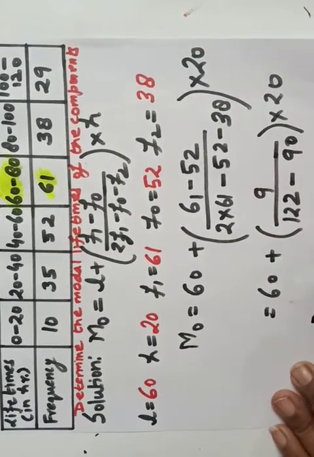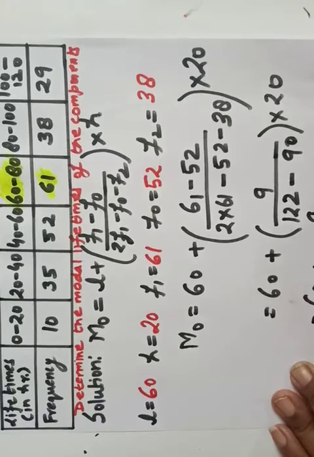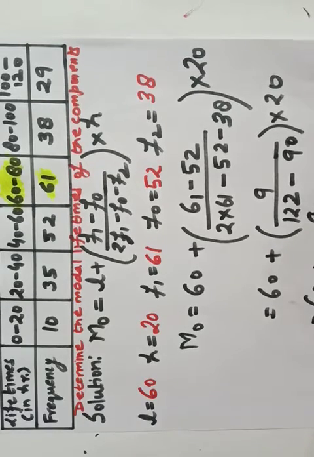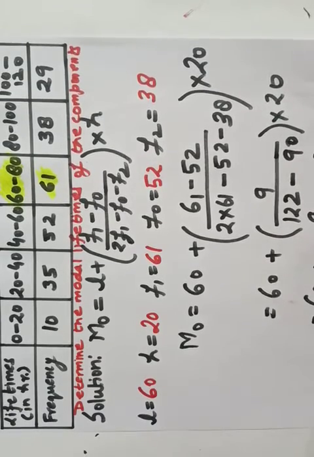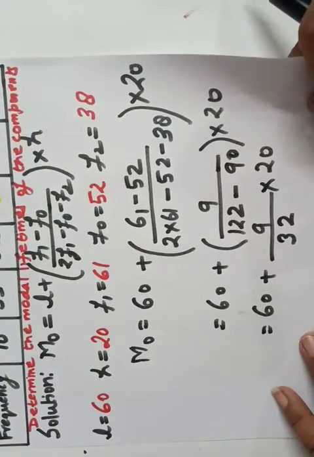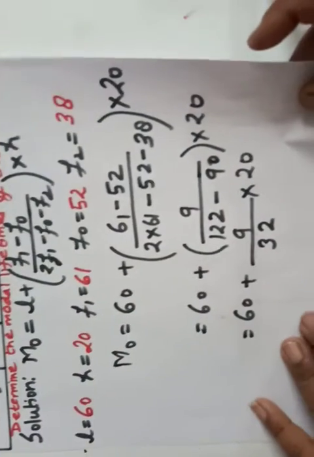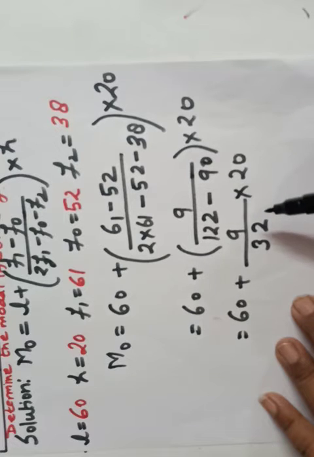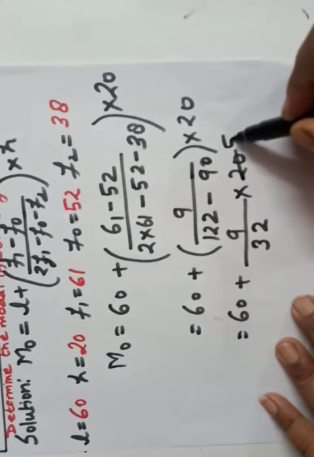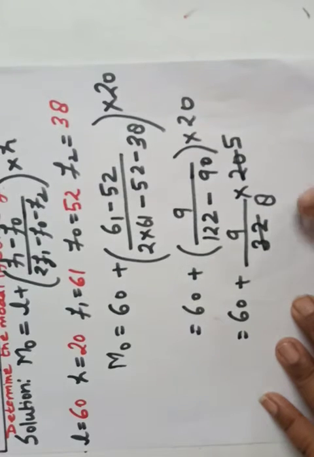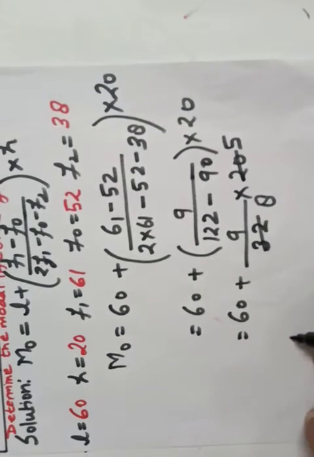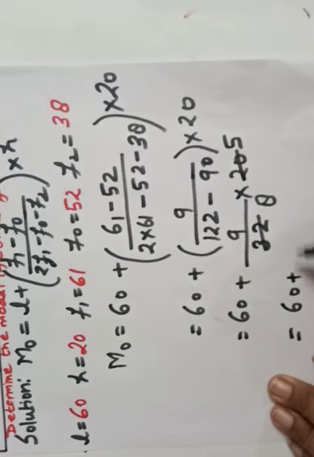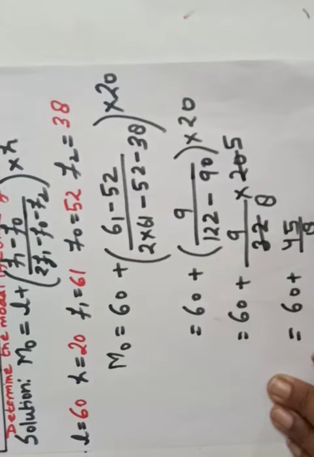So now 60 plus 9 upon 122 minus 90, that will be 32, into 20. Now we can see here 20 is multiplied by 32, so we can convert into the lowest terms. These both are multiples of 4. So 4 fives are 20 and 4 eights are 32, and it will be equal to 60 plus 45 upon 8.